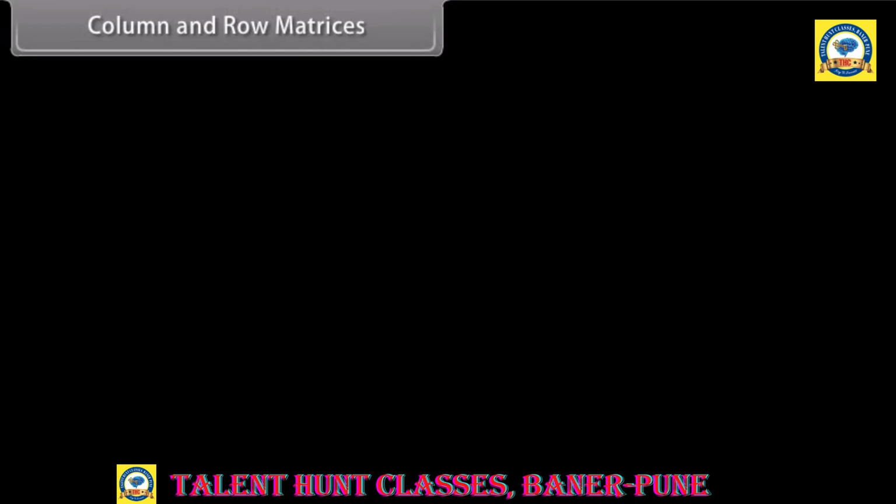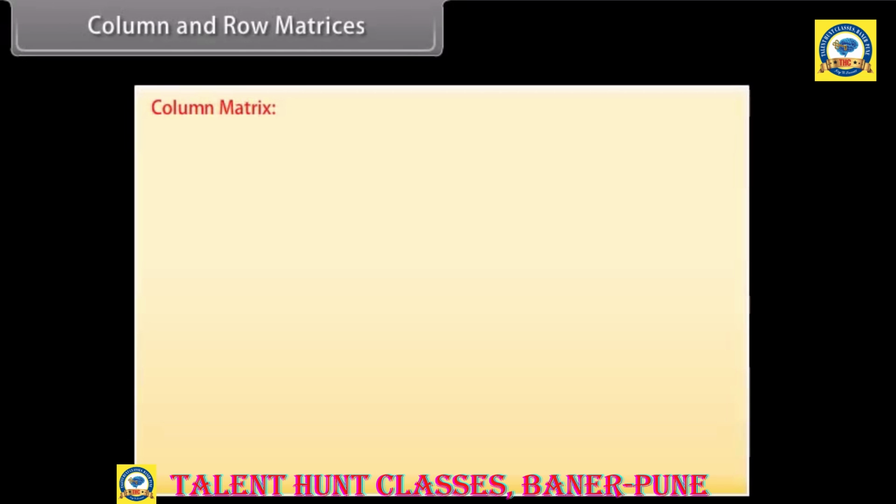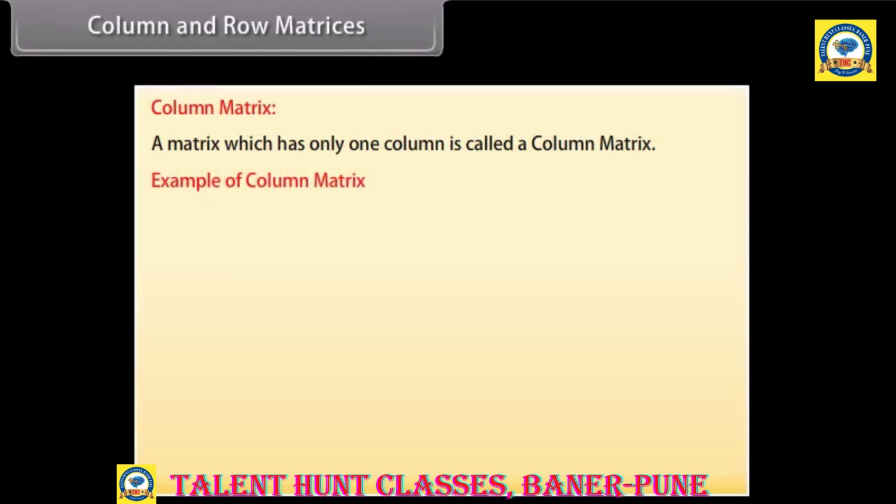Column and row matrices. Column matrix. A matrix which has only one column is called a column matrix. Example of column matrix: A is equal to, column-wise, 21, 17, 9. This matrix has 3 rows but only one column, so it is a column matrix. Its order is 3 by 1.